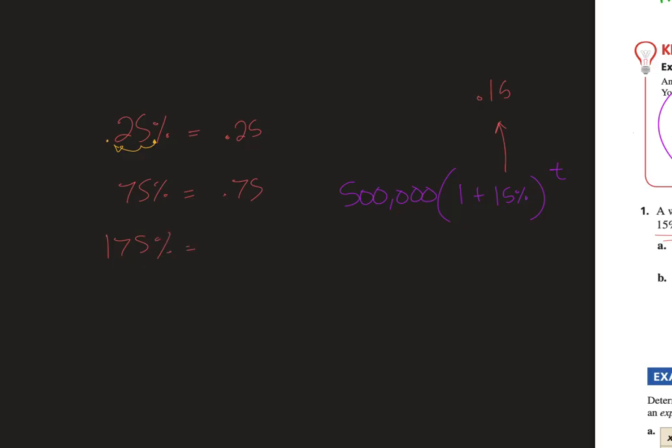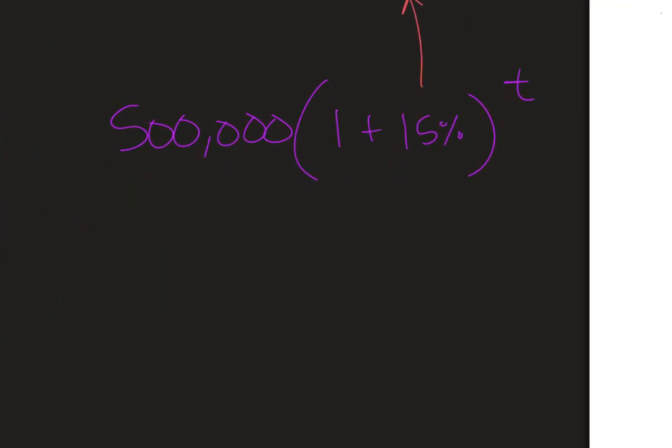175% is 1.75, because you start there and then jump 2 spots to 1.75. If you had 3%, you start here and jump 2 spots, so it would be 0.03. So that's a little quick percentage lesson in case you need a little refresher.